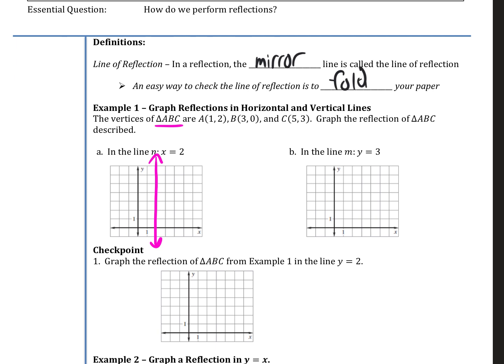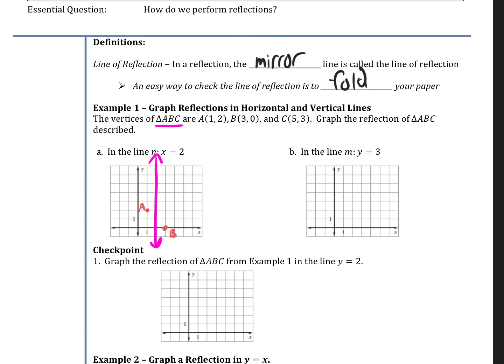I'm going to use red. I'm going to graph the original points, okay? So we have A, which is (1, 2). Tell me which direction we're going to go. We're going to go right 1, up 2. Okay, that's A. Then we have B, which is (3, 0). We're going to go right 3 and stay. That is going to be B.